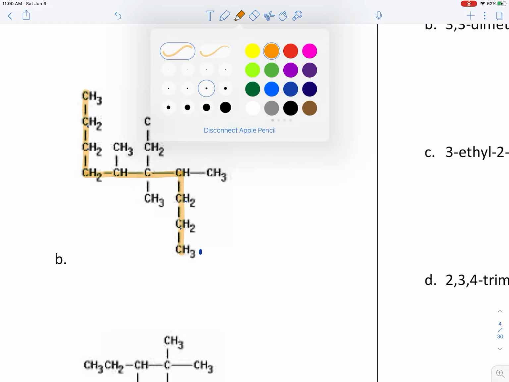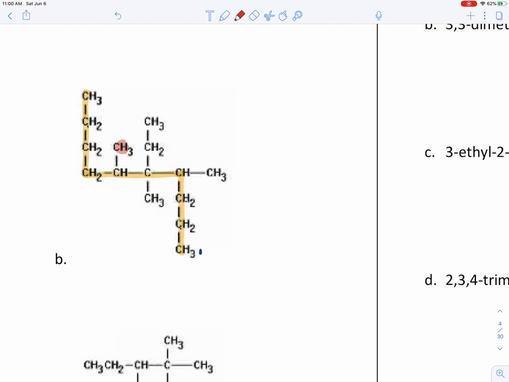And then in terms of branches, I see a methyl branch on this carbon, I see another methyl branch over here, and I see another methyl branch over here. And then we also have an ethyl branch, which is here. So we're going to name the ethyl branch before the methyl branches alphabetically.